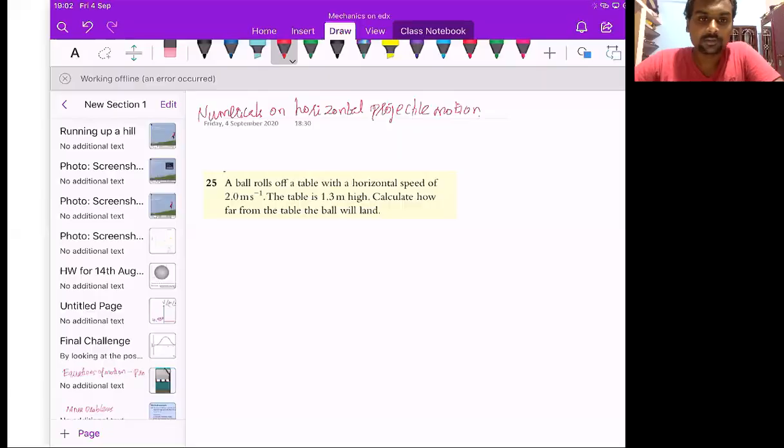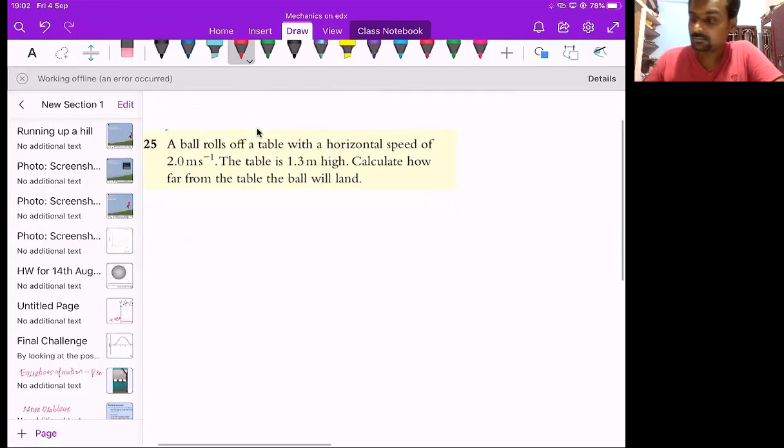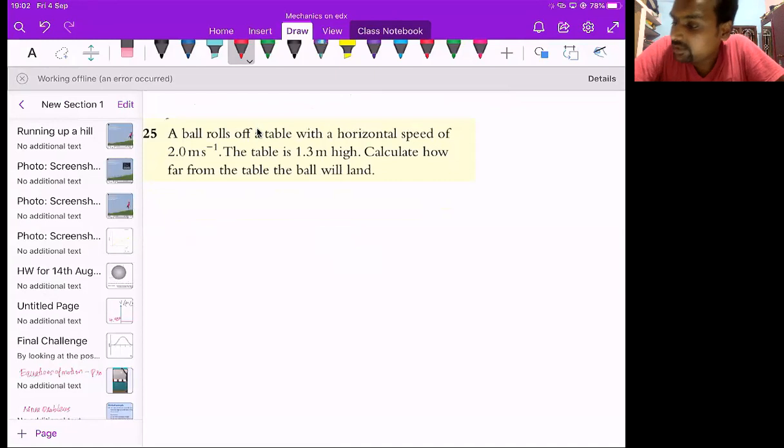We'll do some numericals based on horizontal projectile motion. Okay, we have a question here. The question is saying that a ball rolls off a table with a horizontal speed of 2.0 meter per second. The table is 1.3 meter high. Calculate how far from the table the ball will land.